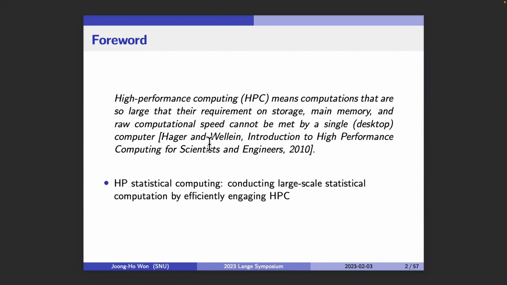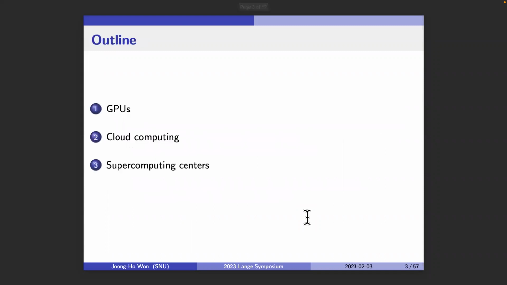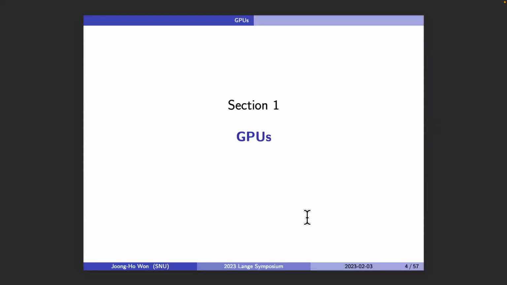And we are statisticians, and so we have to think about statistical computing. So by high performance statistical computing, I mean conducting large scale statistical computation by efficiently engaging those HPC or high performance computing devices. The organization of the talk is simple, 3 sections, and they are organized also in a historical manner, reflecting my experiences with GPUs and cloud computing and supercomputing centers. So the first, GPUs.